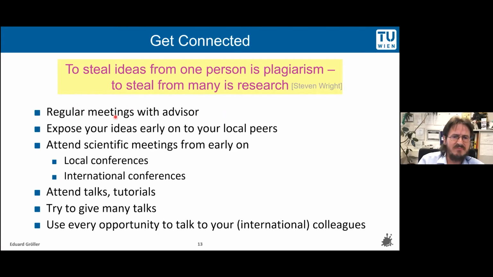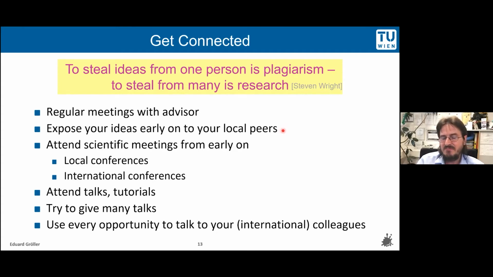So you should have regular meetings with your advisor. Maybe in certain phases, a weekly meeting would be great at the beginning when you're shaping a research idea. Maybe during the implementation phase, less often, meetings are sufficient. And expose your ideas early on to your local peers. Sometimes they don't fully understand what you're explaining to them, but for you having the need to explain it to some other people, you understand your problems in a better way.